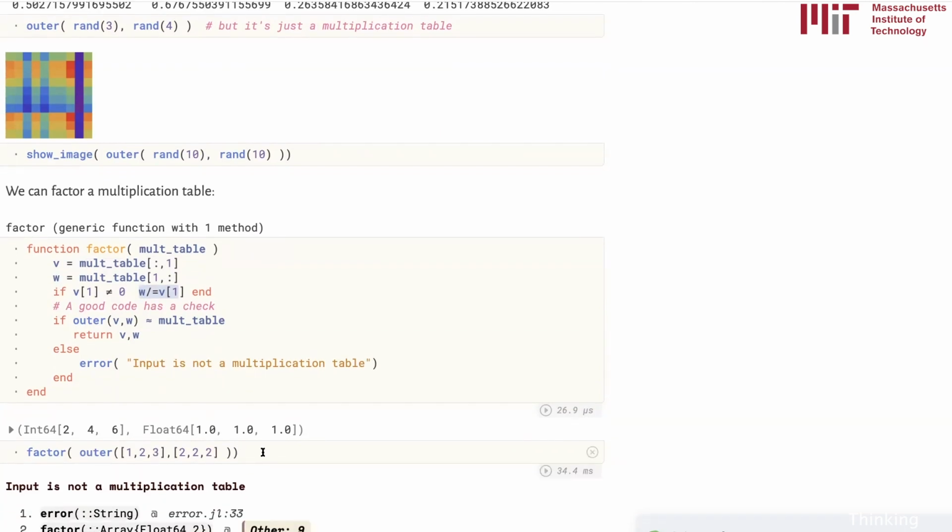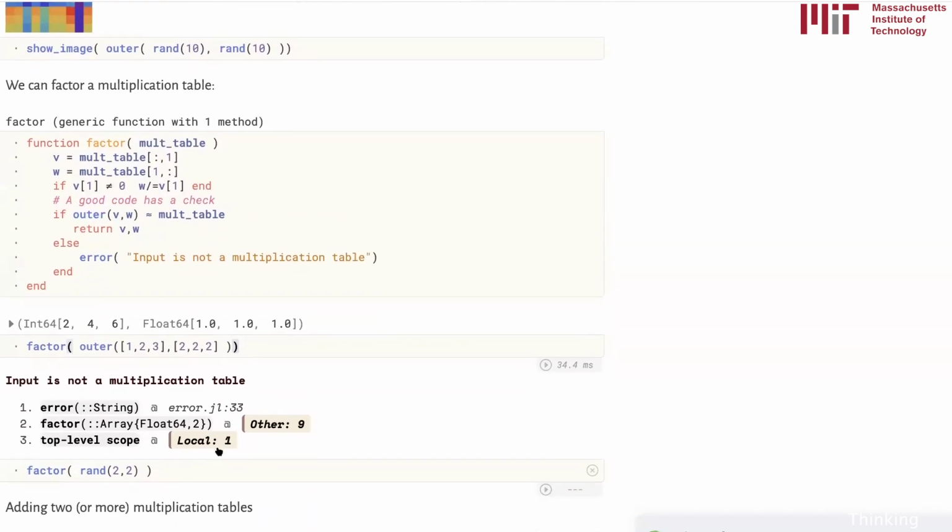So here, for example, I factored the outer product of 1, 2, 3 and 2, 2, 2. And of course, I got 2, 4, 6 and 1, 1, 1, just showing that there's an arbitrary scaling. I could always multiply this by 17 and divide this by 17, and I would get the same outer product. So there's a choice to be made. You might think any multiplication table could be represented by m plus n numbers, but in fact, m plus n minus 1 are sufficient.